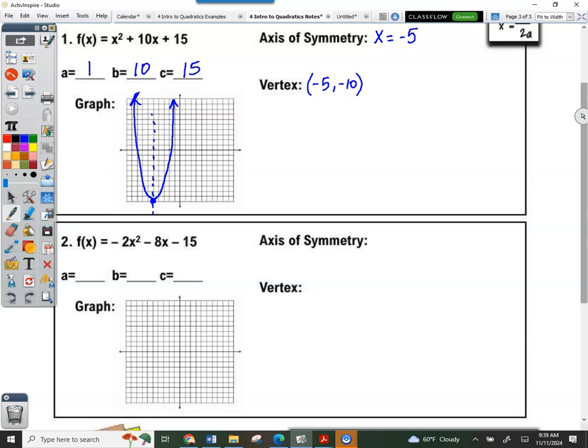What'd you get for the vertex, y'all? -5, -10. Or -2, -7. So what's the axis of symmetry? -2. Very good. I'll post you just a couple of problems where you're doing that, okay?